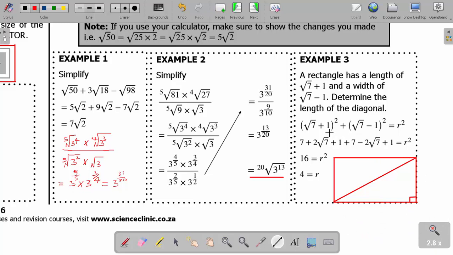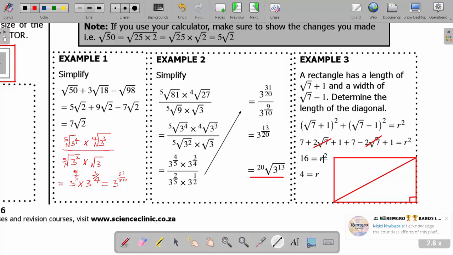Are we together? So when I expand on here, I'm going to get 7 plus 2 root 7 plus 1. And then I'm going to get 7 minus 2 root 7 plus 1. Now fortunately, the positive 2 root 7 is going to cancel out with the minus 2 root 7, which you see here. Then I'm left with 7 plus 7, that is 14. 14 plus 1, 15, plus another 1, that is 16, equals r squared.